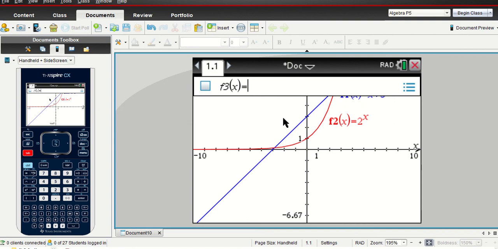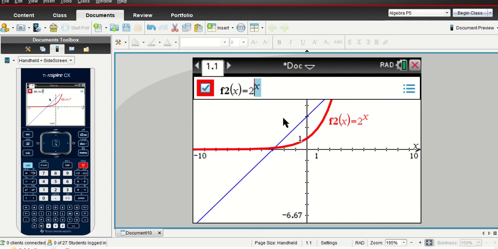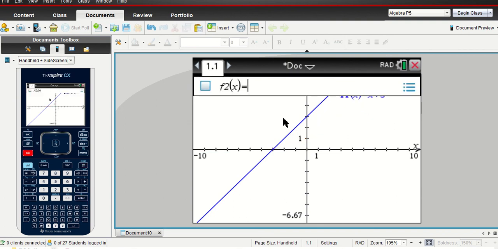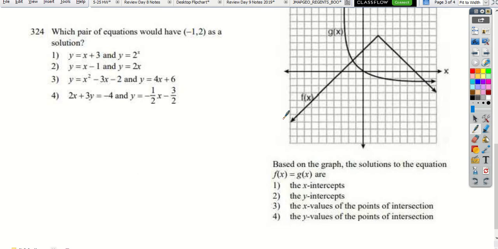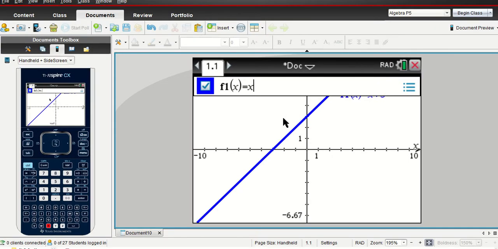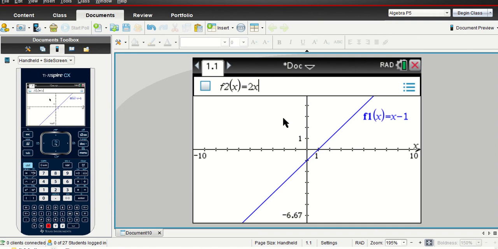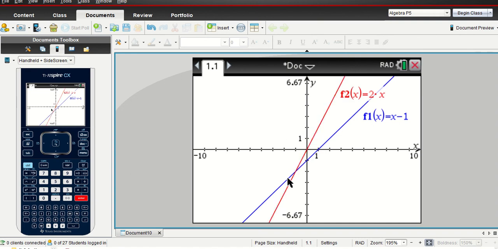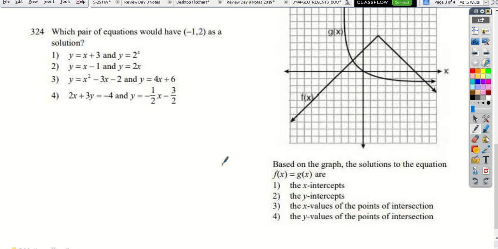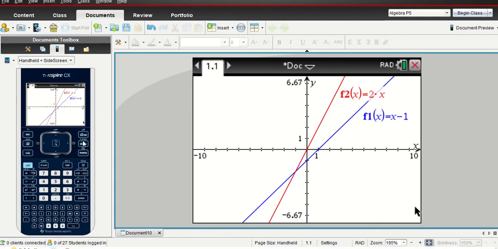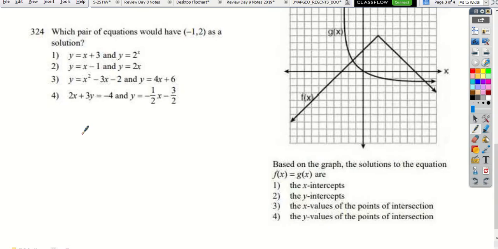I can press Tab, and I can actually go up and I can edit these functions, okay, and get rid of graphs. All right, so this should be x minus 1, and this is 2x, and you can see that's definitely not -1, 2, so that doesn't work. And then you can go keep checking. So we can do it that way. We can also plug our point in and see if it works.